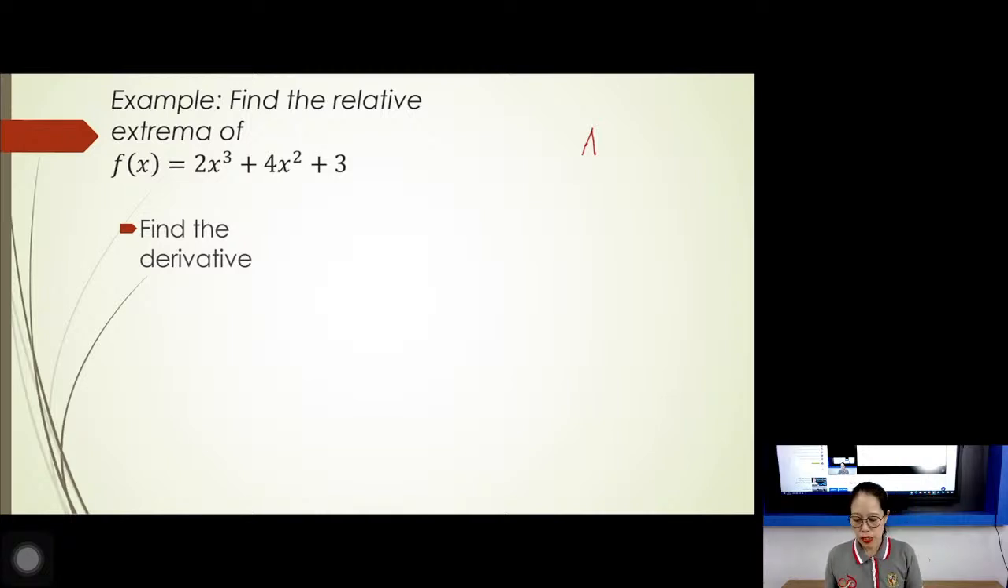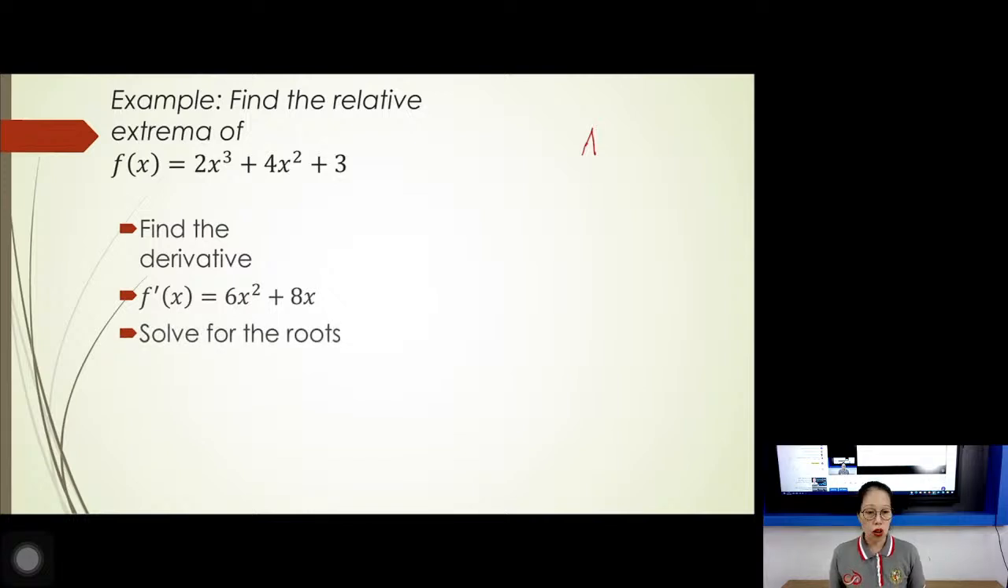So if your answer is, the derivative of the function is 6x squared plus 8x. Okay, so no more constant because the derivative of a constant is of course 0, right? So we have the derivative of the function. This is the first step. And so let's proceed to the second step.